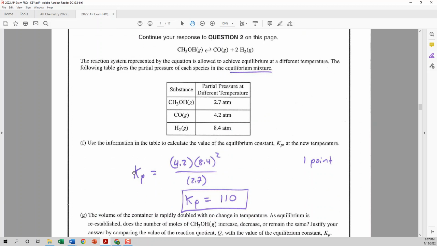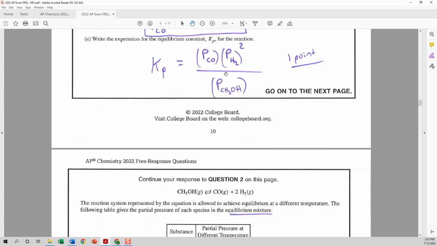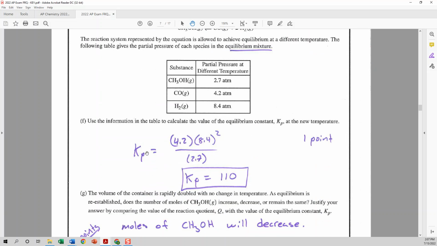But to solve, if we go to part F, use the information from the table to calculate the value of the equilibrium constant Kp at the new temperature. They told us these were the equilibrium partial pressures, so this is real easy. All we have to do is plug these numbers into that expression and solve for Kp. So 4.2 is the partial pressure of CO, 8.4 squared for the hydrogen, and then divided by 2.7.